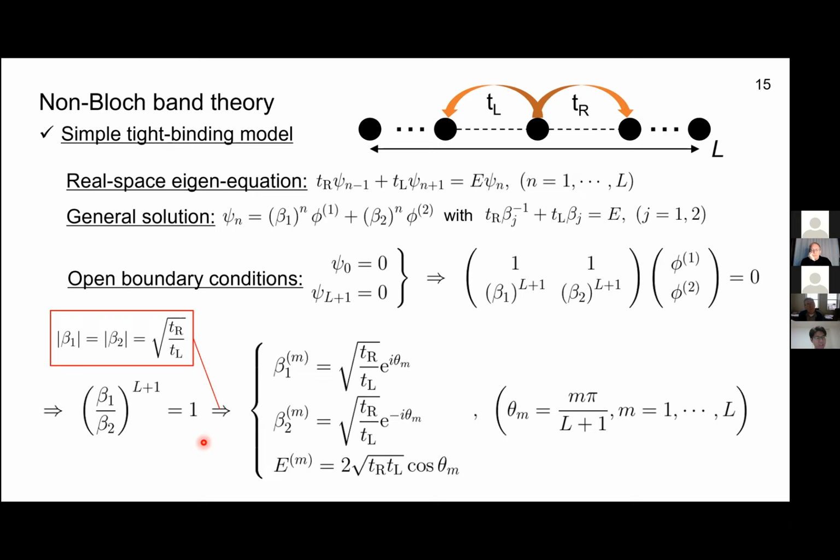And in this case, from the beta's formula, the absolute value of beta one and beta two can be determined as the square root of TR over TL. And finally, by combining this form and this form, we can get beta one and beta two and the energy levels. Here, theta M is defined as this form.